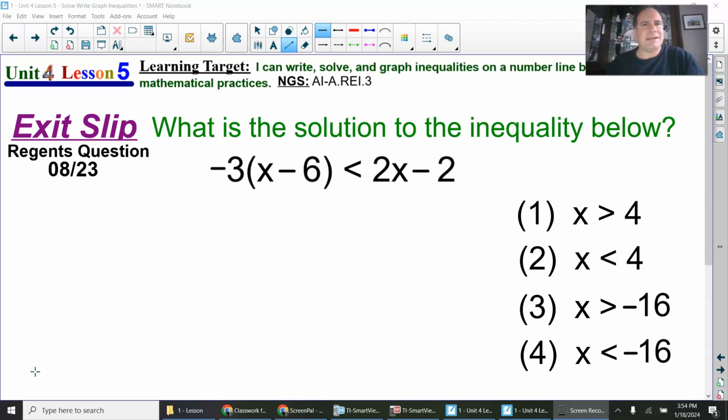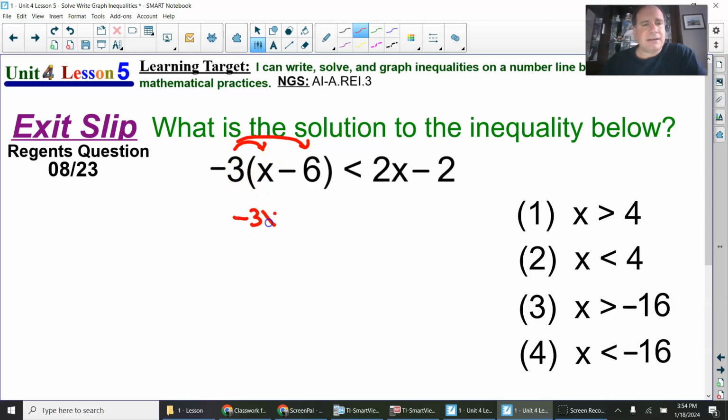This was on the August 2023 regions. Remember, I said that they're going to ask you to demonstrate that you could distribute a negative. This is it. Basically, this was right from the regions. We have -3 times x, -3x. -3 times -6 is a positive 18. And then you have 2x minus 2.